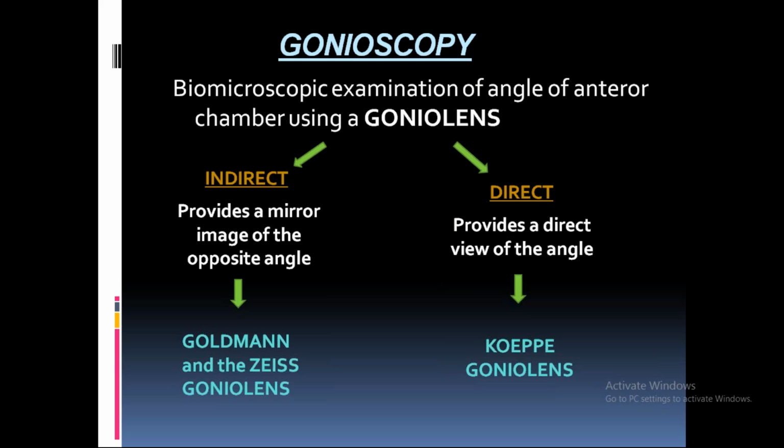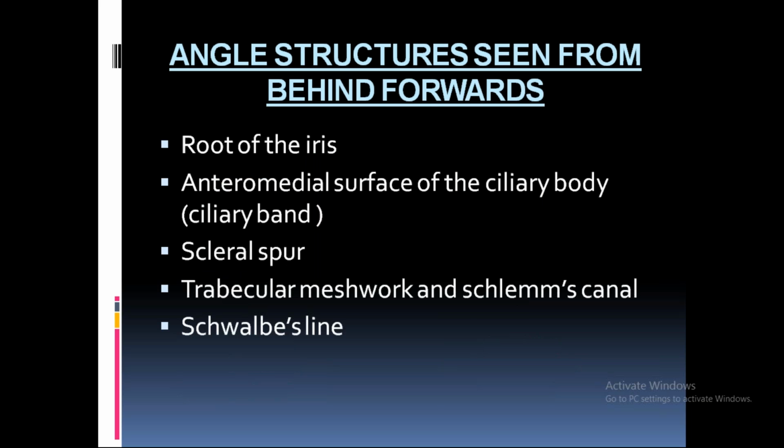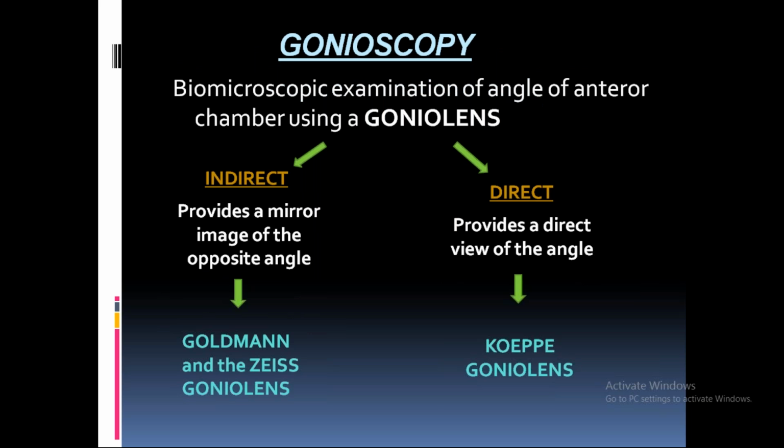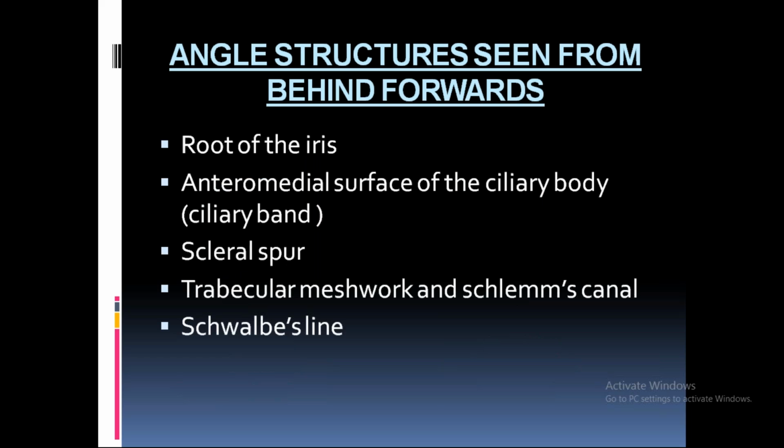There are two types of gonioscopy, indirect and direct. Gonioscopy is biomicroscopic examination of the angle of the anterior chamber using a gonio lens. Indirect gonioscopy provides a mirror image of the opposite angle, where you use Goldmann and Zeiss gonio lenses, whereas direct gonioscopy provides a direct view of the angle, with the Koeppe gonio lens.